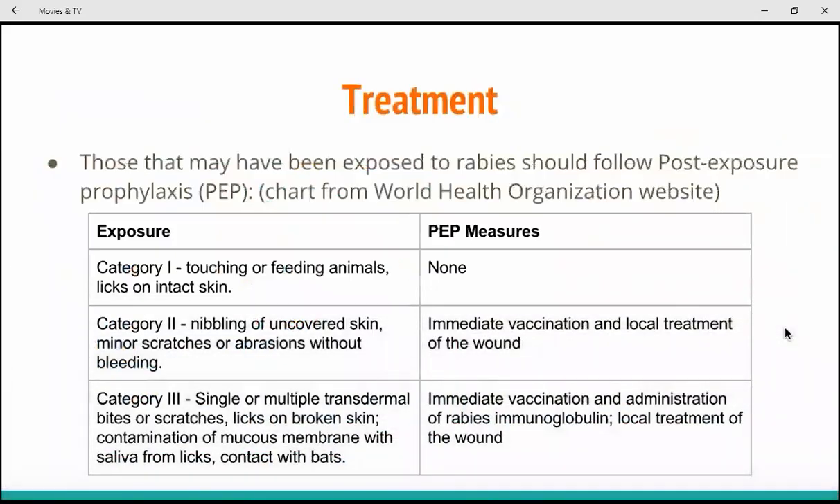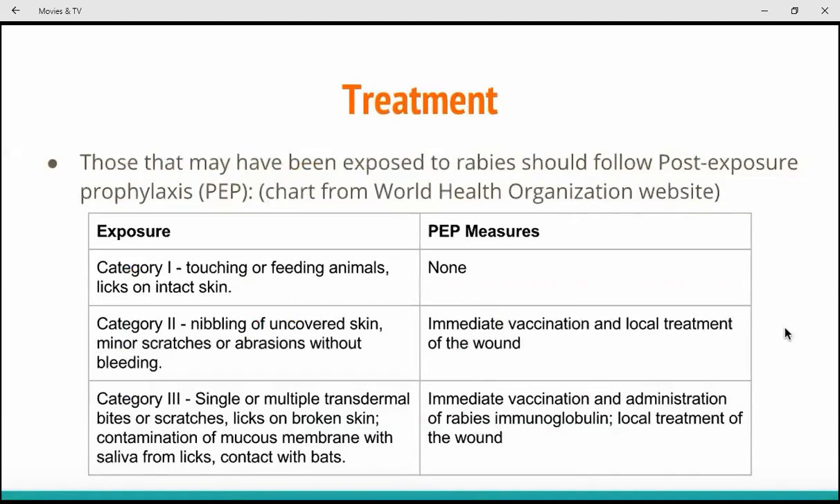This is the treatment of rabies. Anyone that comes into contact with an animal that could be infected should seek immediate medical attention. Medical professionals should follow the post-exposure prophylaxis, or PEP, which is recommended by the World Health Organization. PEP is divided into 3 categories. A Category 1 exposure is touching or feeding an infected animal and coming into contact with that animal's saliva. There are no PEP measures for these cases.